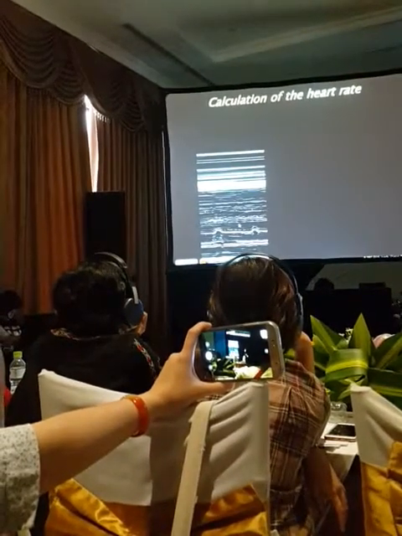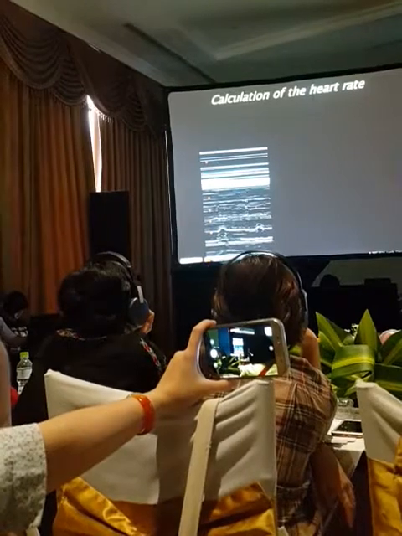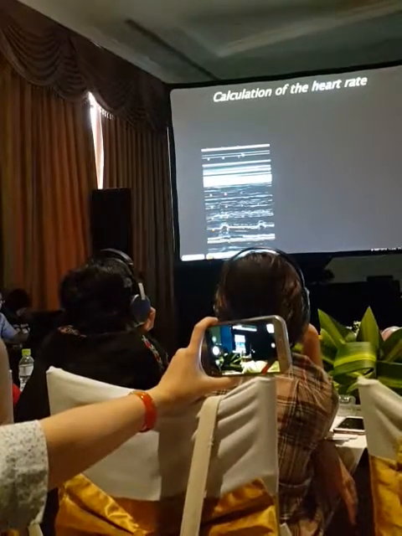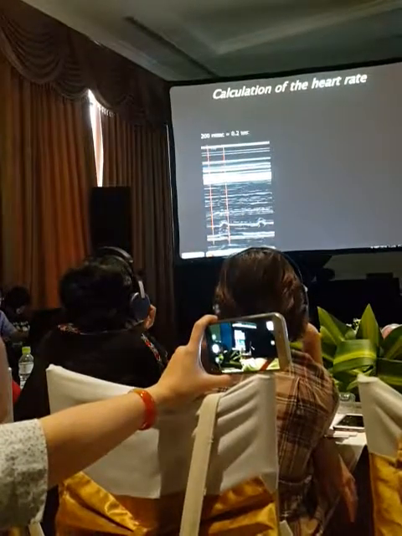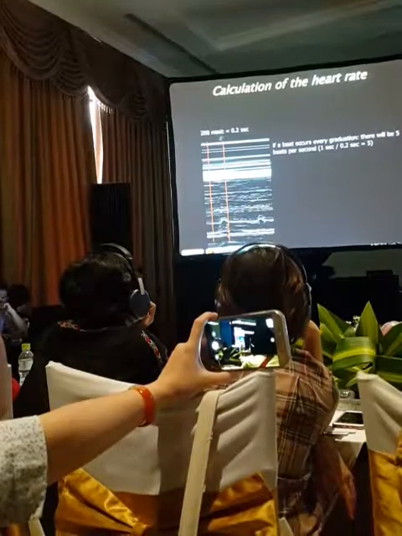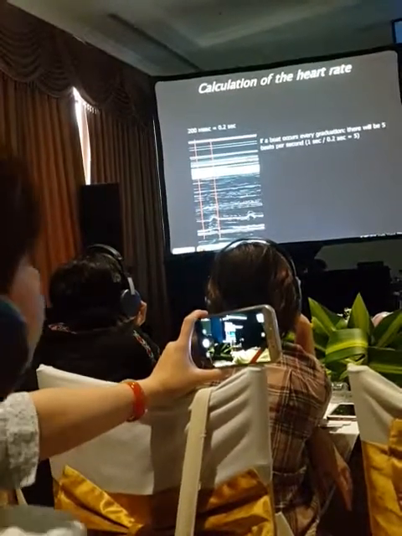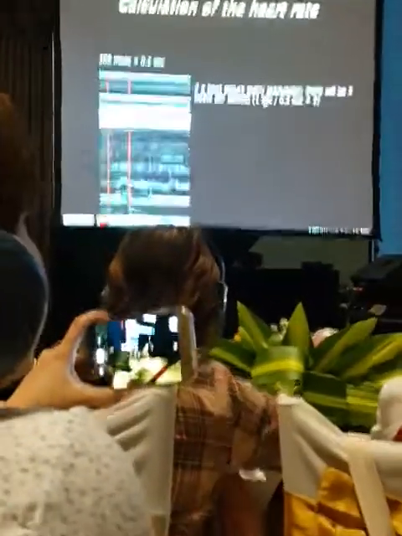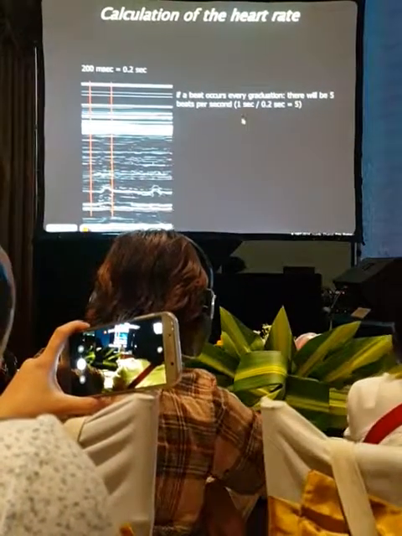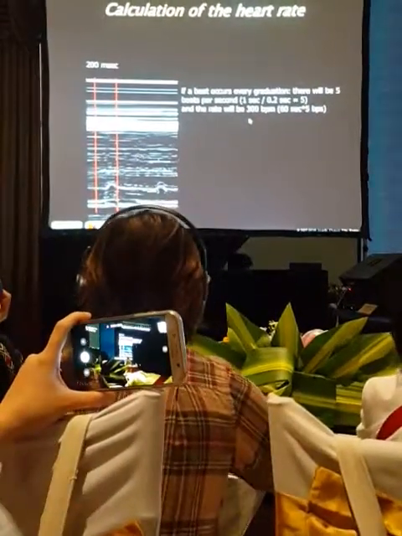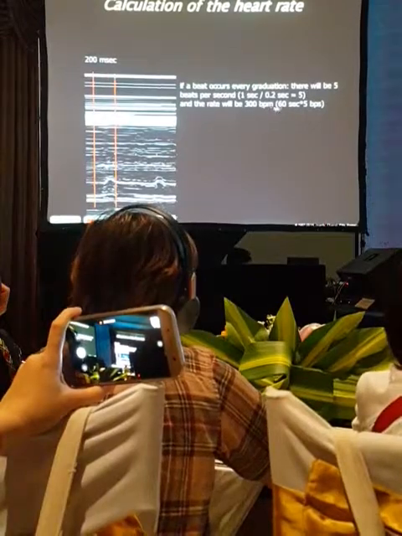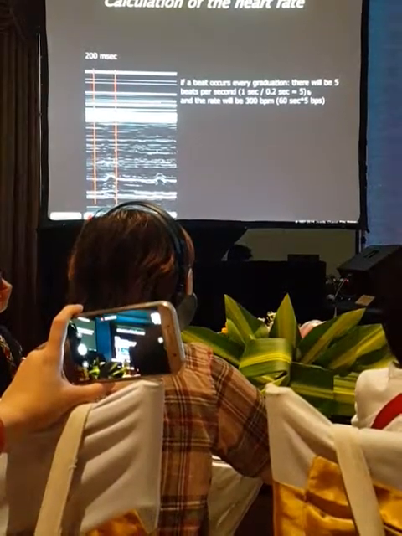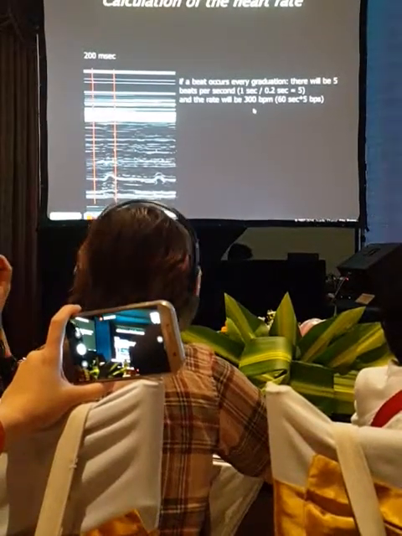How do you do that? Well, very simple. You look at the tick box here, and if it had a beat every tick box, it would have a beat every 200 milliseconds. So for each second, it would have 5 beats. Okay? So for each minute, it would have 60 times 5 beats. It would have 300 beats per minute.